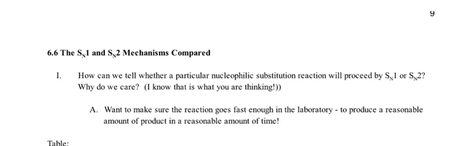So we left off looking at some SN1 mechanisms. We learned that they were done with tertiary substrates. SN2 are pretty much done with primary substrates. But in this section, we want to compare the two, SN1 and SN2, and do a couple examples. And when you're done with this, you'll practice on your own, okay? So the question is, how can we tell whether a particular nucleophile substitution reaction will proceed by SN1 or SN2?